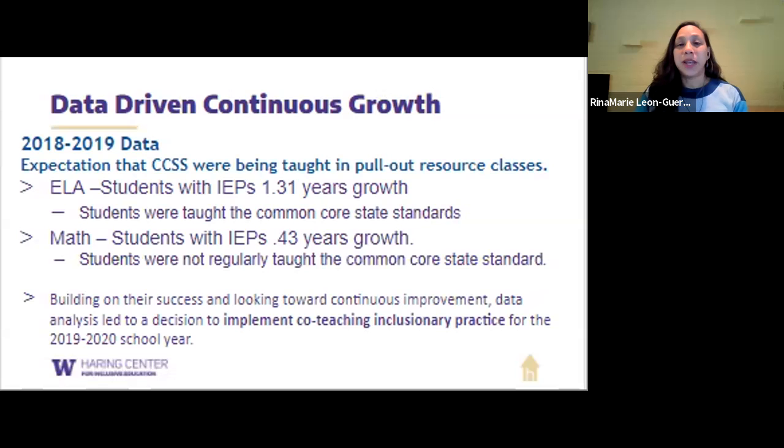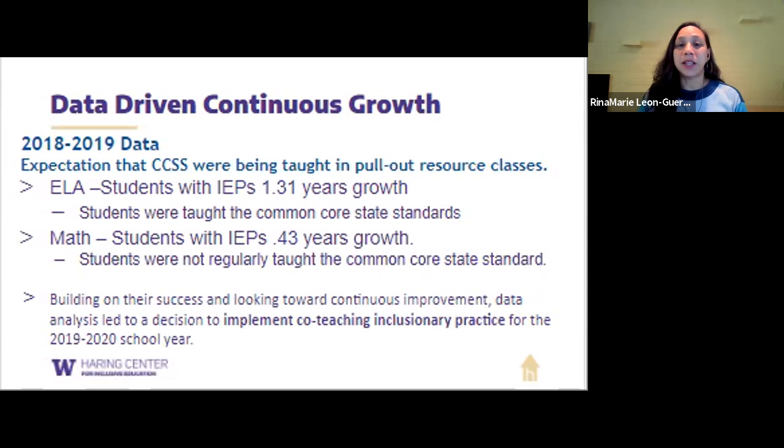Analyzing the 2018 and 2019 school year data showed a positive correlation in a move to more inclusive practices for students in growth. If you'll remember, the previous year we were looking at a half a year's growth in ELA and only about a fifth of the year's growth in math. Now we were seeing students were making 1.31 years progress in ELA and 0.43 years progress in math. This is double or more the progress.